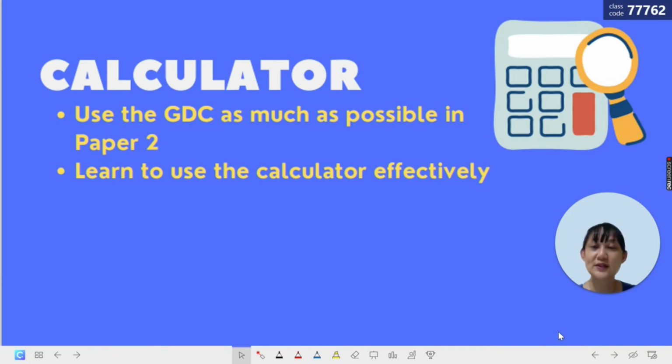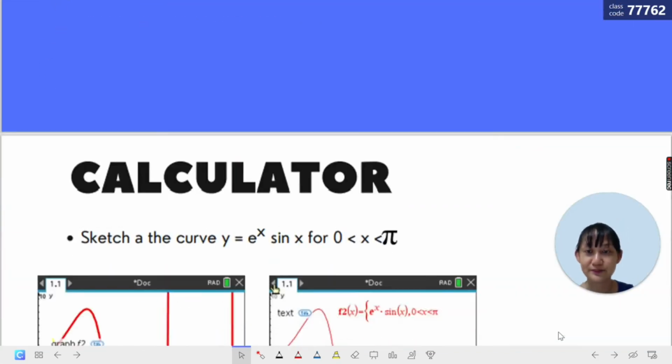Calculator. Use the GDC or the graphical display calculator as much as possible in Paper 2. I know this sounds very obvious because Paper 2 is actually a calculator paper, but I've seen a lot of times students do not use their GDC effectively and they try to do all the calculations manually in Paper 2. They end up wasting a lot of time and often getting stuck because the calculations are too complex and it's not quite possible to solve without using the GDC. So do try to use the calculator more effectively.